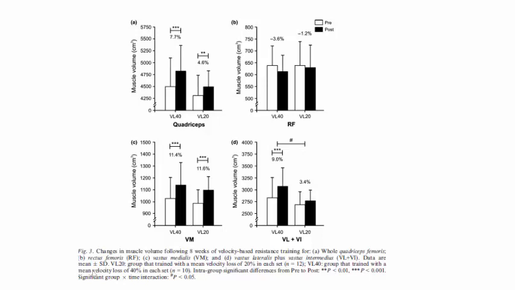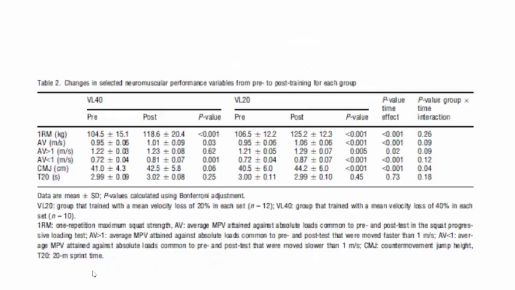hypertrophy? Go to failure. Go to that 40% velocity loss. You see a greater time under tension, and then you're going to lead to a greater hypertrophy. Now, let's look at some of the changes in the neuromuscular performance variables. Well, the 1RM, it went up about 14 kilos for the 40 group.